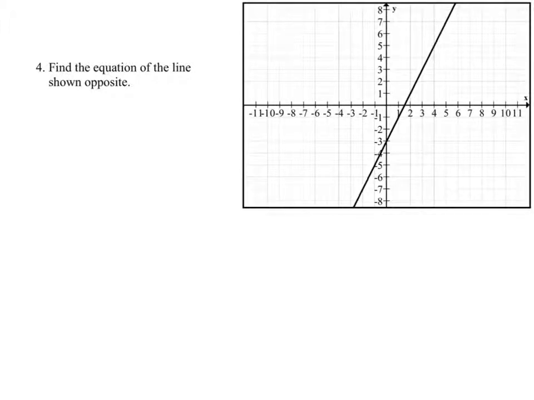Question number 4. We're asked to find the equation of the line shown opposite. Our line has been drawn for us, and we can clearly see the x and y axis, and it's plotted with a grid shown in the background. So the easiest way to do this question is to work out the gradient and the y-intercept and substitute into the general equation of a straight line, which is y equals mx plus c, where m stands for the gradient of the line and c is the y-intercept.